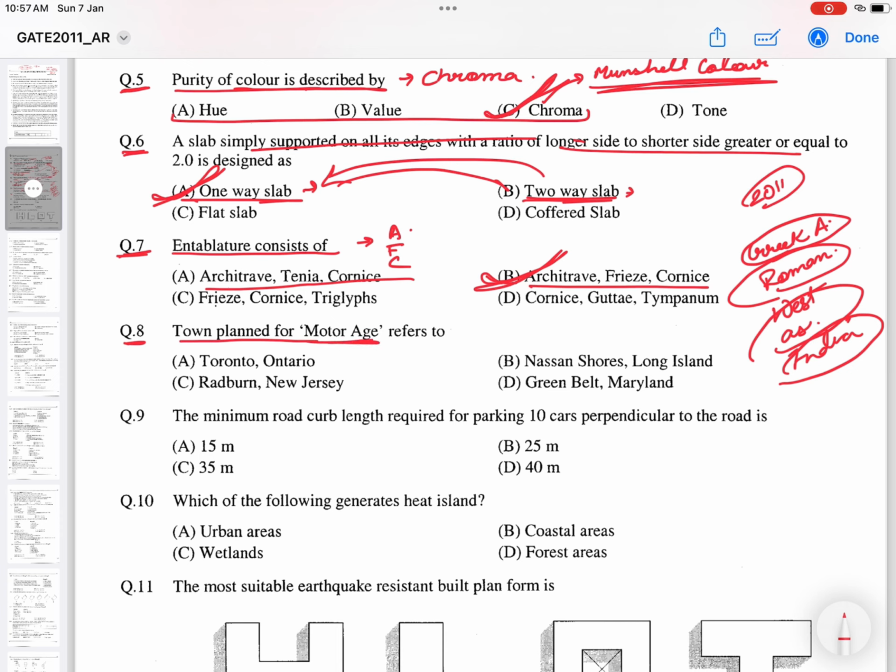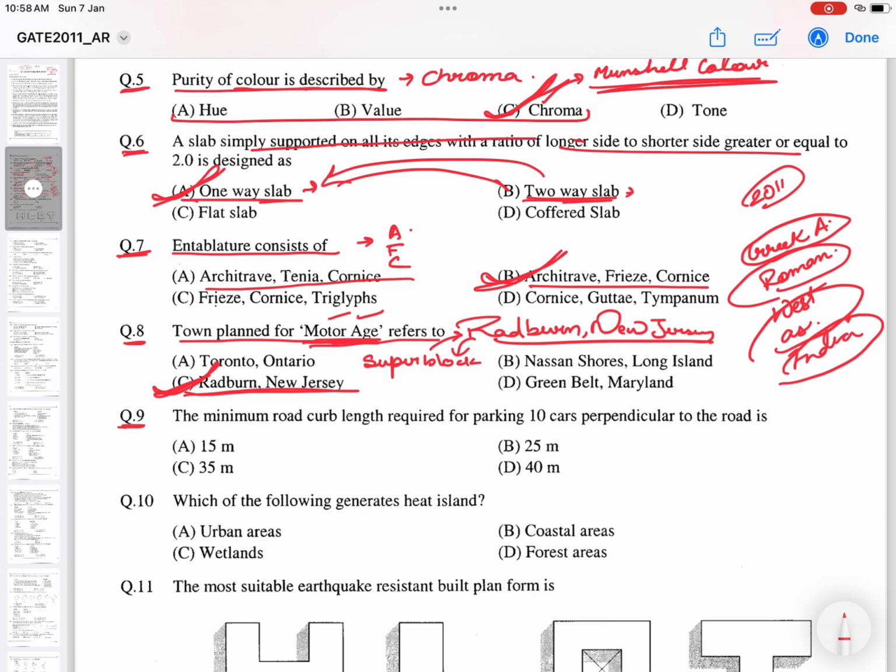Question number 8, the town planned for motorage. I hope you know this. Why is that? Because in my previous video I have said motorage for Radburn in New Jersey. This is the town of motorage, and it is also associated with the superblock. Okay, if there is a question on superblock coming in, you should know it is for Radburn, New Jersey. Okay, this one.